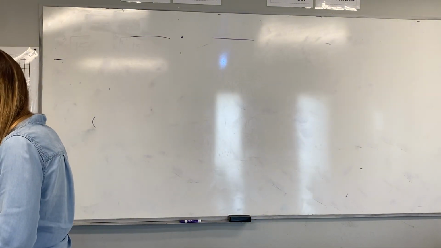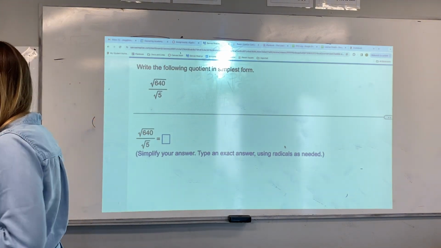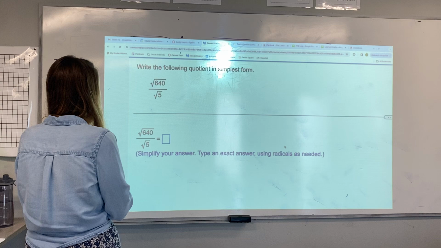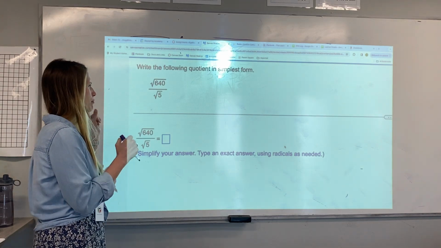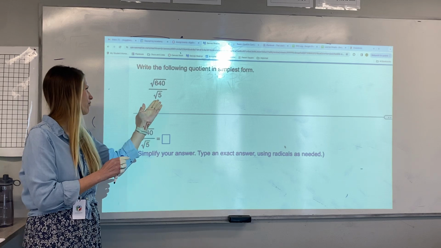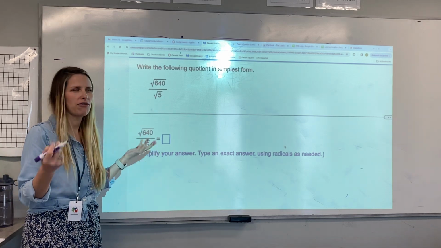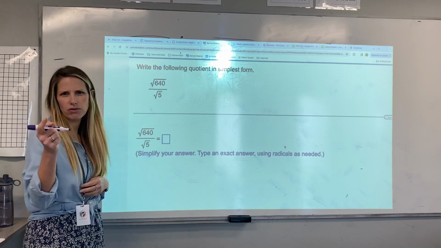All right, so let's do this problem. Let's figure it out. Write the following quotient in simplest form. So we're going to start breaking down these radicals. Well, one of them can be broken down, and this 5 is just 5, right? We can't break that down. The only factors are 1 and 5. We can't do that. Did I hit record?